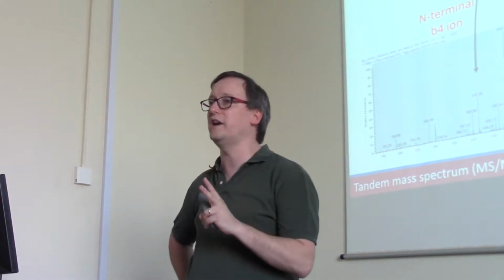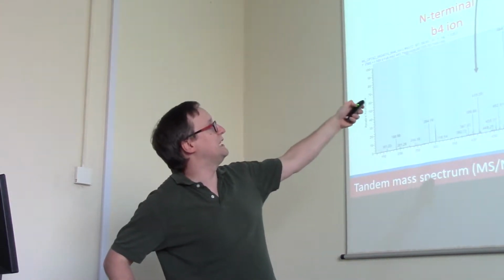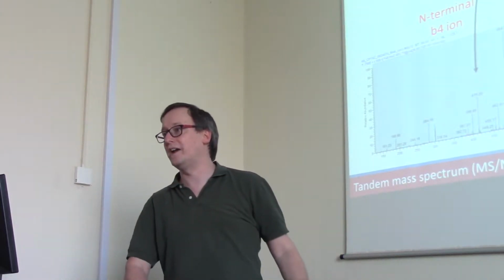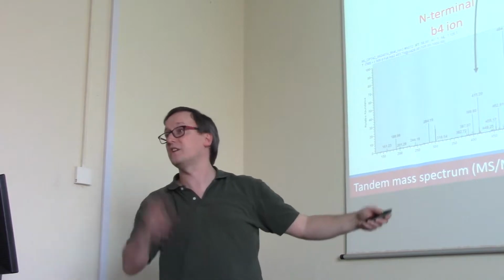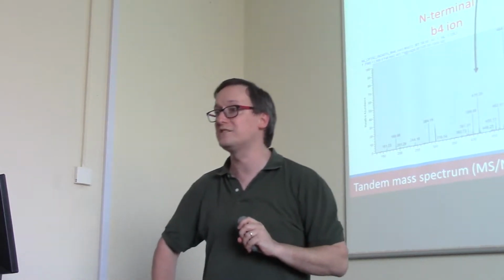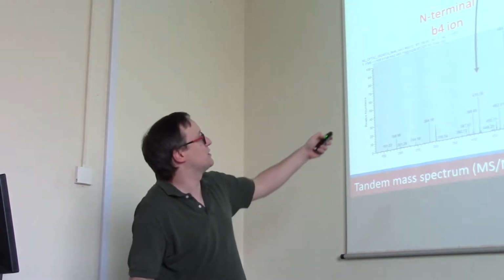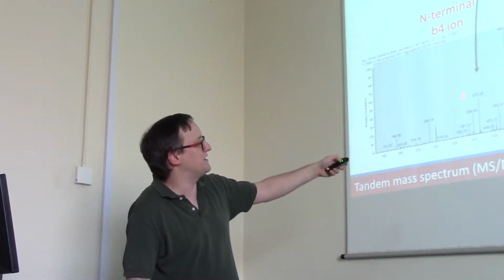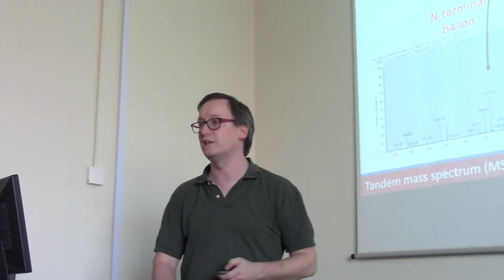We get two kinds of ions from that. You might have a proton that leaves with it. And because this is an N-terminal fragment, the left side of the sequence, and it contains 1, 2, 3, 4 amino acids, we call that a B4 ion. And so right here we have a mass of 415.2 that represents those 4 amino acids.